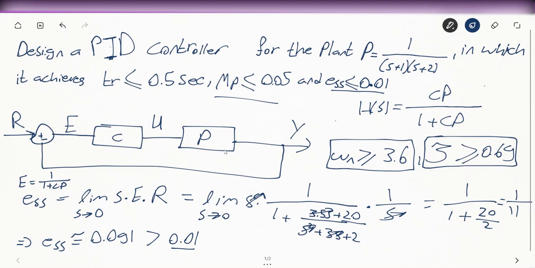Not always, but it almost zeroes it when the system is, for example, a first type system or zero type system, and you are adding the integral controller to it. Most probably the steady state error will be 0.